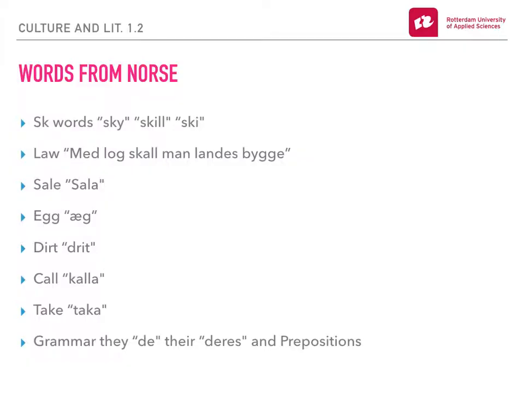We have a lot of words that came from Old Norse, and you can see some of them just based on some characteristics. Now, the big one is if you see SK words like sky, skill, or ski. These words almost always come from Old Norse. We also have some basic words like law. For instance, in a popular term in Scandinavia that's often written on court buildings, especially if you go to Copenhagen, you can see that med lov skal man landsbygge. And that is then, of course, with law, man can build countries. And we have words like law that come into English. Also words like sail, egg, dirt, call, and take.